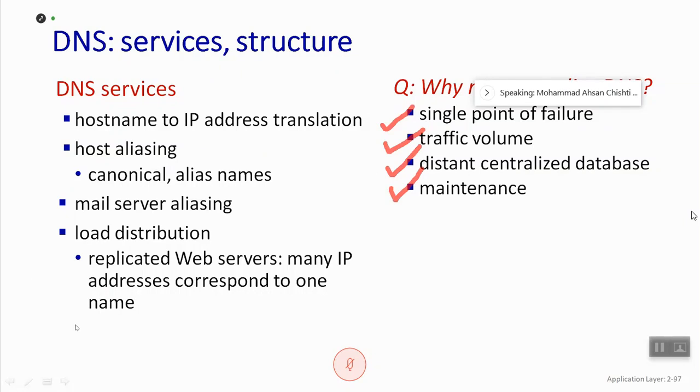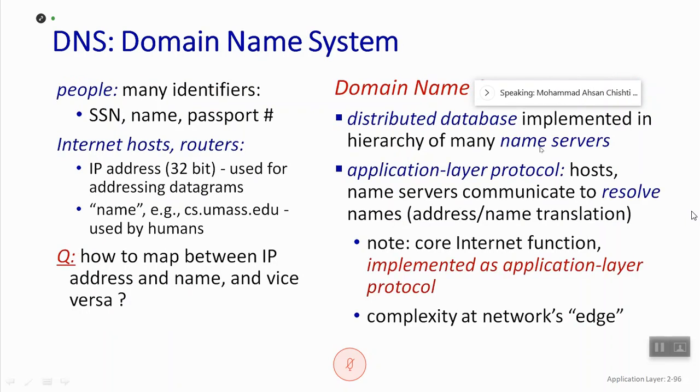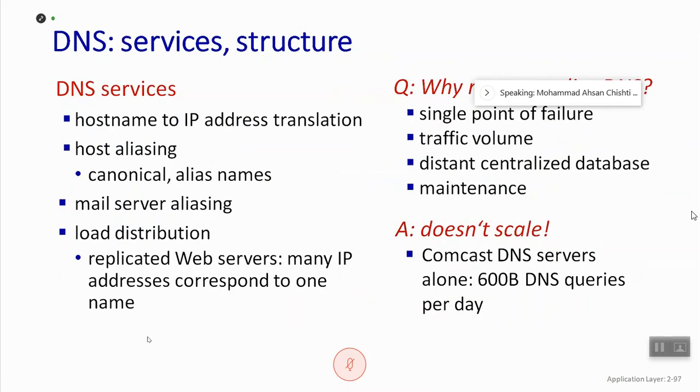That's why, as I mentioned in the previous slide, we have a distributed database implemented in many name servers, a hierarchy of name servers. And what is the hierarchy here? I said there is primary, there is secondary, there is tertiary DNS. An example here is that Comcast DNS servers alone handle 600 billion DNS queries per day.